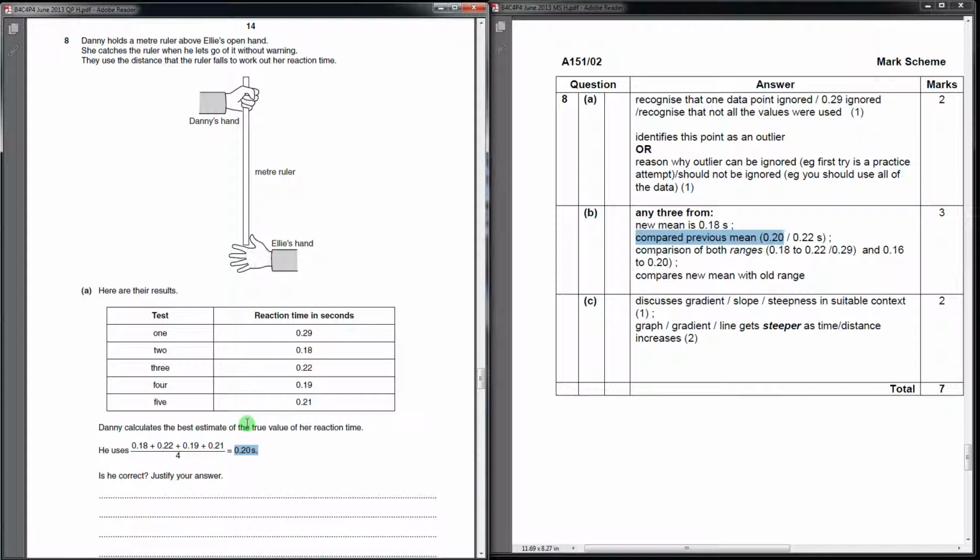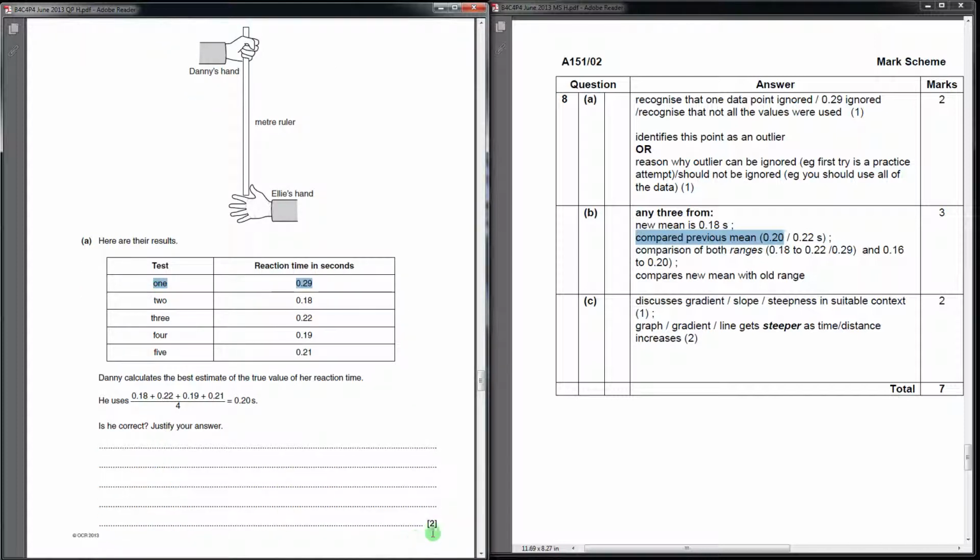Well, true value is usually take a mean, and what's happened here is he's taken a mean, but if you look, there's 4 numbers. He's left out the first trial, the 0.29 seconds. So when we're justifying whether he's correct or not for 2 marks, simple observations like the fact that he's left out the first trial are fine. So ignore the 0.29 because it's an outlier. Actually, that would get you both the marks here.